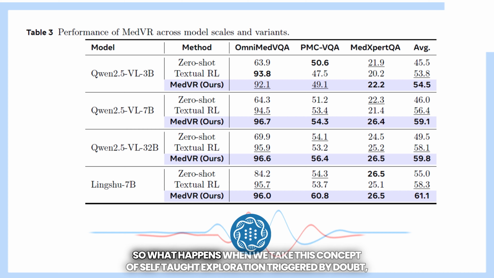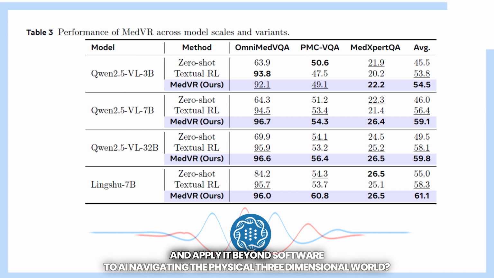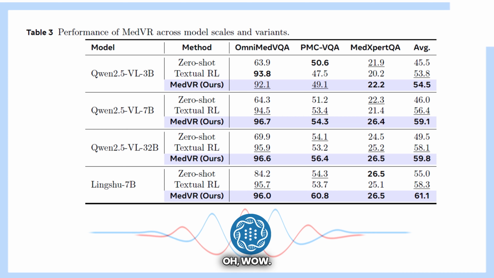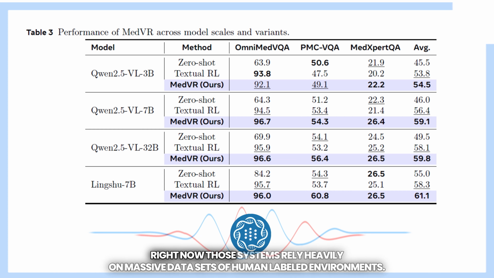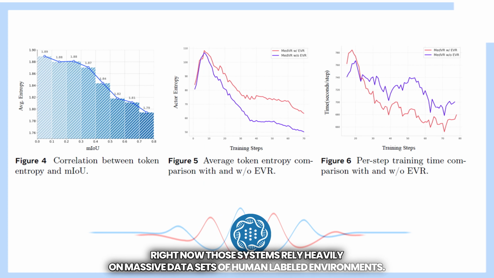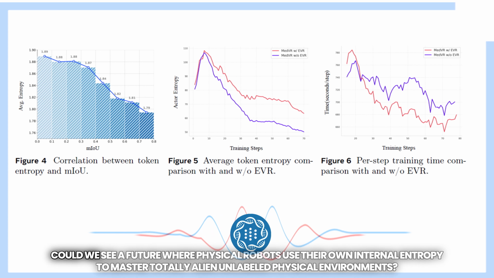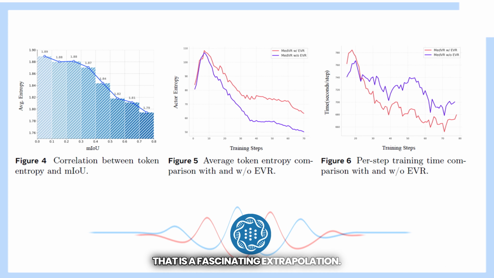Exactly. So what happens when we take this concept of self-taught exploration triggered by doubt and apply it beyond software to AI navigating the physical, three-dimensional world? Oh, wow. Like robotics. Consider the robotics industry or autonomous vehicles. Right now, those systems rely heavily on massive data sets of human-labeled environments. Could we see a future where physical robots use their own internal entropy to master totally alien, unlabeled physical environments? That is a fascinating extrapolation.